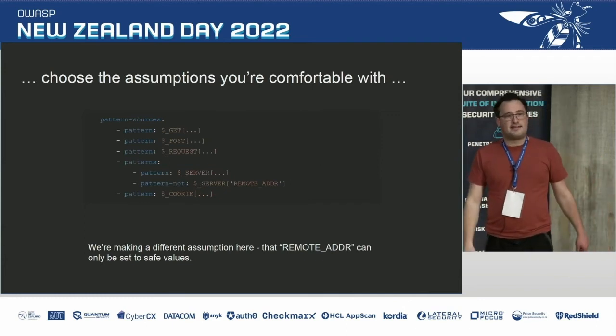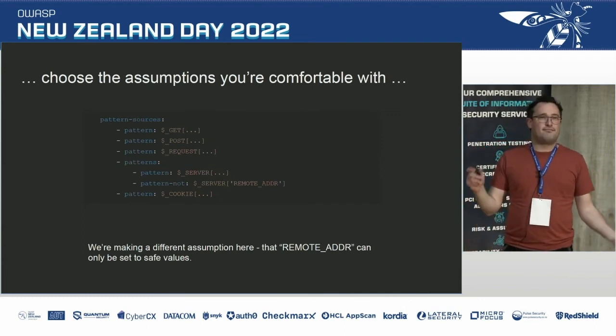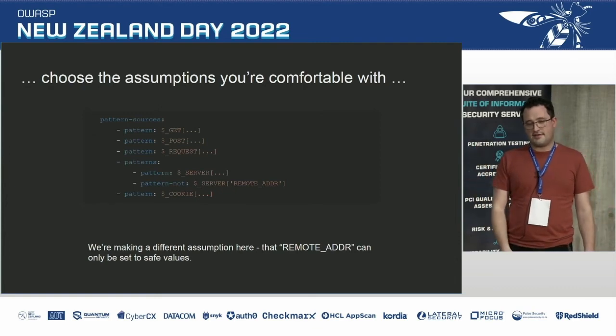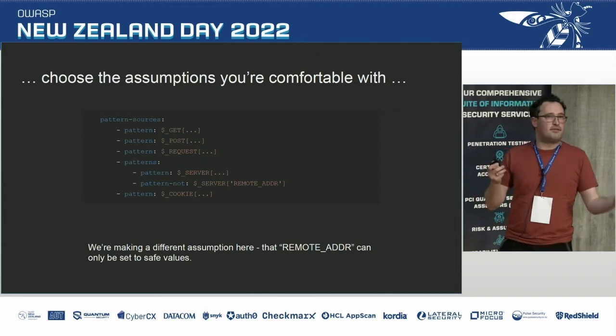If we weren't comfortable with that assumption, we could make a different assumption. We could say, oh, you know, I want to match things from server, but actually exclude the things in the remote address field, because that one's fine.